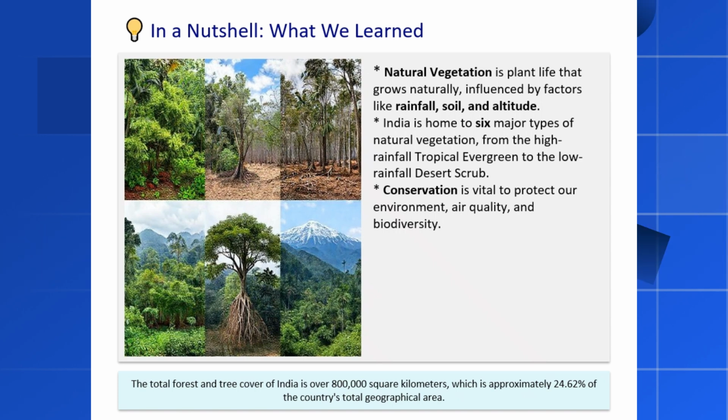To give you an idea of the scale of India's green wealth, the total forest and tree cover spans over 800,000 square kilometers. That's approximately 24.62% of the country's total geographical area, a huge ecological asset.